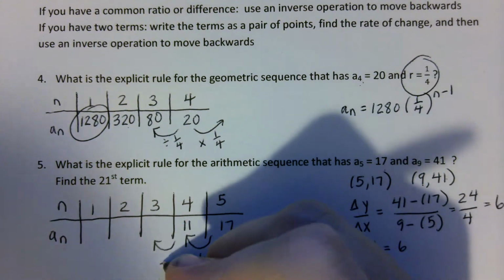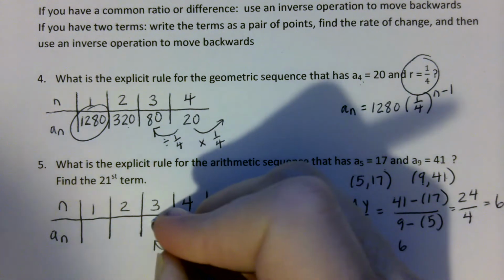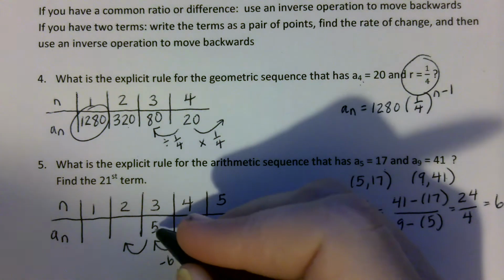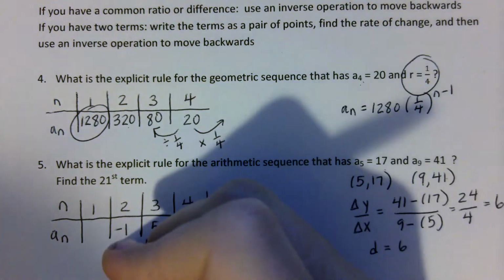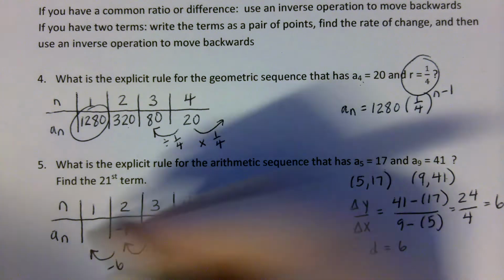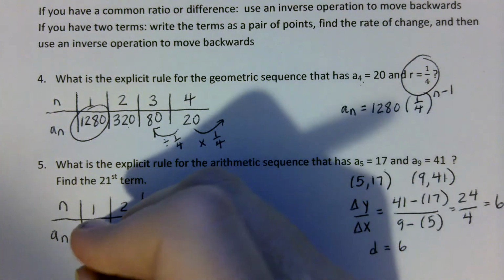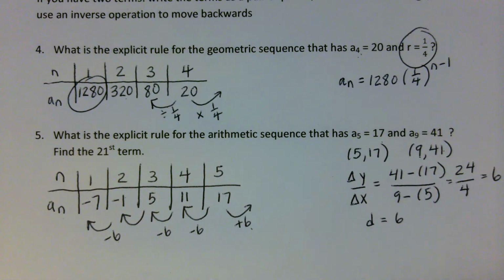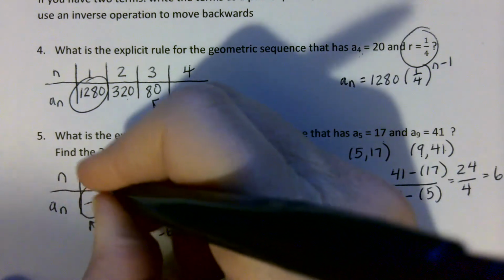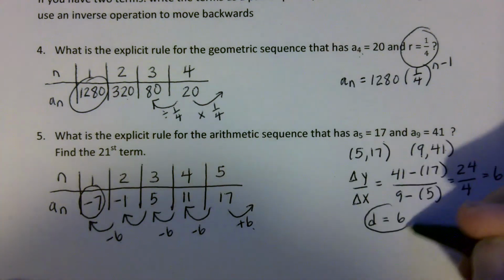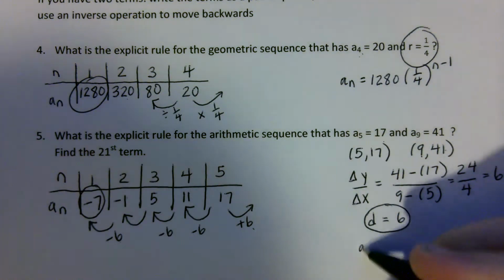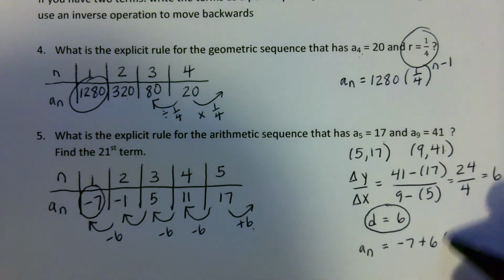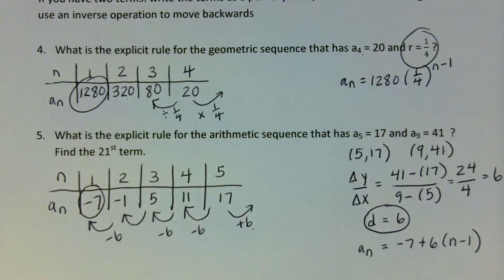I'm going to subtract 6 to get to this term. 11 minus 6 is 5. I subtract 6 to get to the second term. 5 minus 6 is -1. And I subtract 6 to get to this last term. -1 minus 6 is -7. So our explicit rule states that we need our first term and we need our common difference to write the rule. So a sub n is going to equal -7 plus 6 times n minus 1.